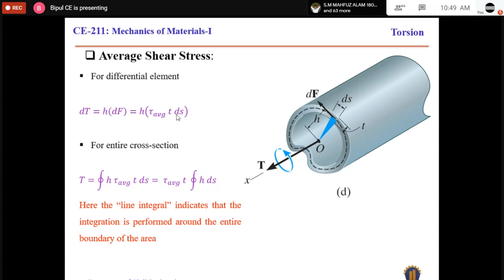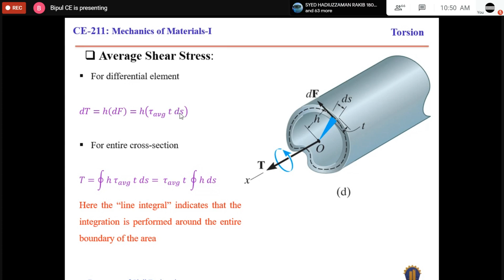So this equation indicates that if we want to determine the total torque, this is the torque developed by the shear force acting on this small element. There are many small elements, so what will be the total torque? It indicates that the torque depends on the length of the cross section along the perimeter. So to determine the total torque, we have to integrate.